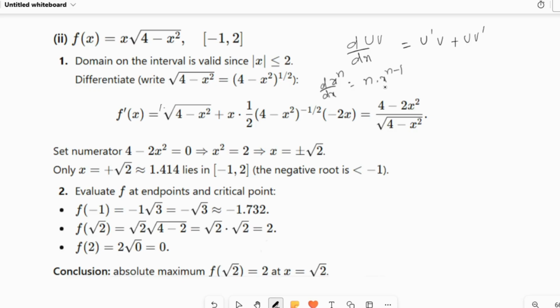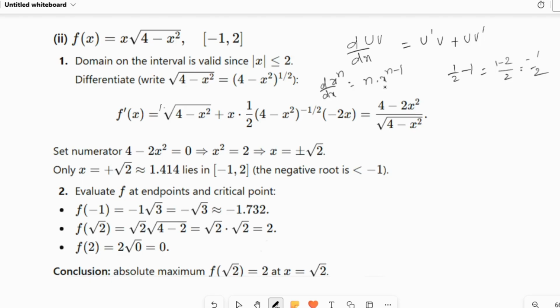So n means here 1 by 2 into (4 minus x square) whole power 1 by 2 minus 1, that is 1 minus 2 by 2, that is minus 1 by 2. So the differentiation of (4 minus x square) whole power 1 by 2 is 1 by 2 into (4 minus x square) whole power minus 1 by 2. And the differentiation of 4 minus x square is minus 2x. So while simplifying this f dash of x, we get (4 minus 2x square) by square root of 4 minus x square.